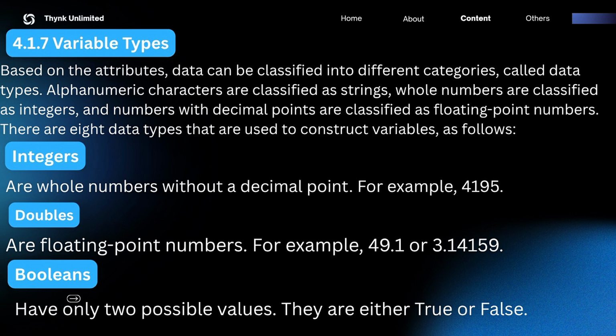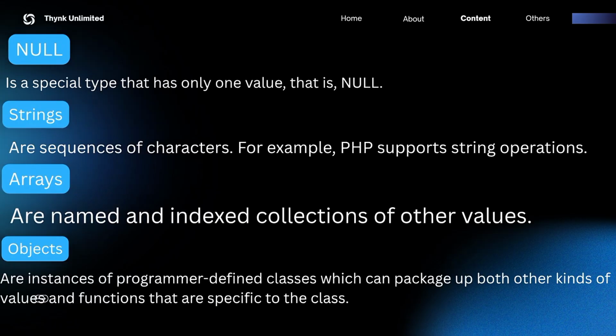Conceptual understanding. Each of these data types, integers, doubles, and Booleans, plays a unique role in programming logic. Integers handle counting and whole number operations. Doubles manage calculations that require decimal precision. Booleans control logical flow and decision-making in your code. Understanding when and how to use these types helps developers write efficient, readable, and error-free PHP programs. As we move forward, we'll explore more data types such as strings, arrays, and objects, which bring even more flexibility to PHP.